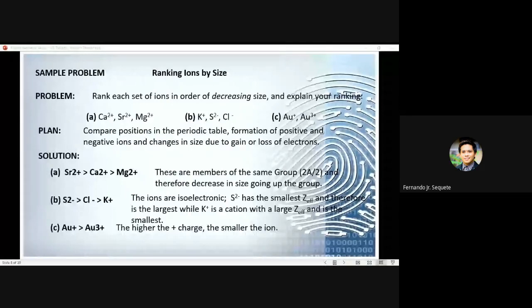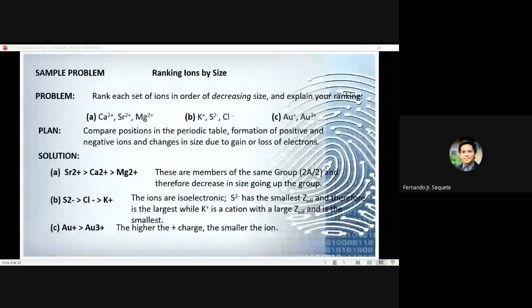Okay. Now let's try to look at letter A. Now we have calcium, we have strontium, and magnesium. Our magnesium, strontium, and calcium, nasa isang period or nasa isang group? Isang group, no? Ang arrangement dito, mas malaki daw ang Sr, mas malaki ang calcium, mas pinakamalaki daw ang Sr, and then yung pinakamaliit na ionic size is your magnesium.